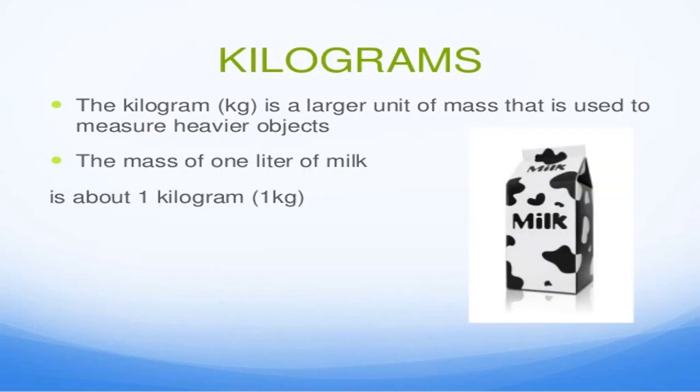And kilograms. The kilogram, we write kg, is a large unit of mass that is used to measure heavier objects. Heavier objects, we use kilograms. The mass of 1 liter of milk, look at that, 1 liter of milk. They cannot use grams, no. This is heavier. So they have to use kilograms. It's about 1 kilogram. So even if you go to Lulu, or Family Food, if you're going to buy some fruits, you select them, and before you go and pay at the cashier, you have to check the weight to see how many kilograms they are, so that they will put a price for each kilogram.